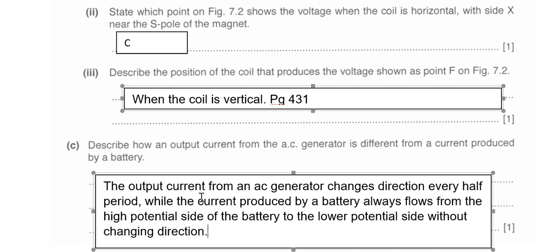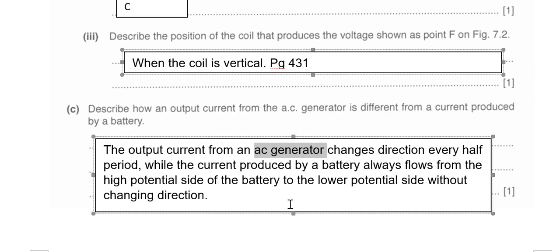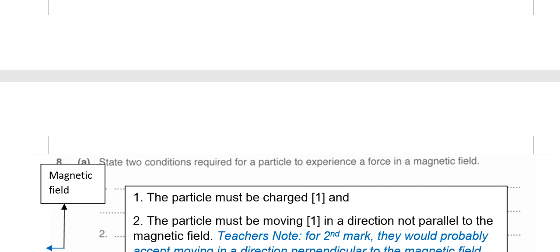Basically, for the battery, the high potential and low potential sides do not change. That's why the current direction does not change. For an AC generator, the high potential side and low potential side will keep changing. That's why the current keeps changing. So with that, we're done with question 7.